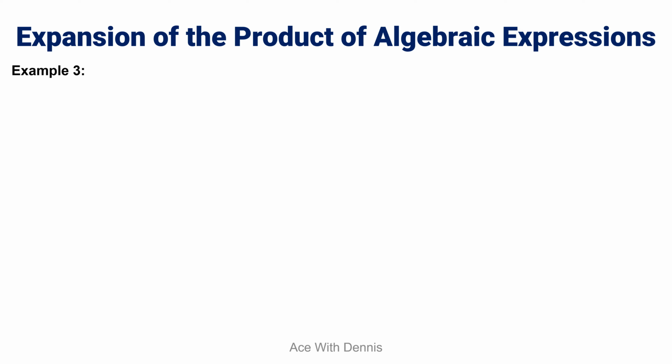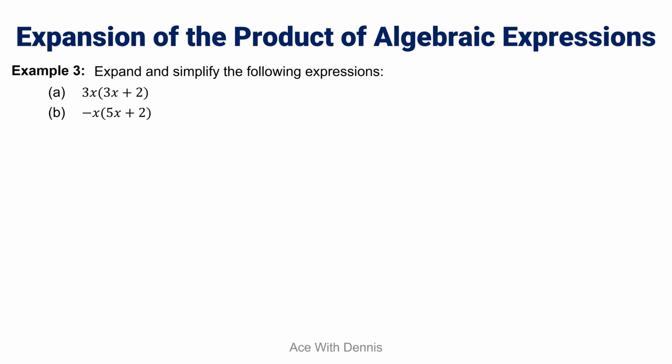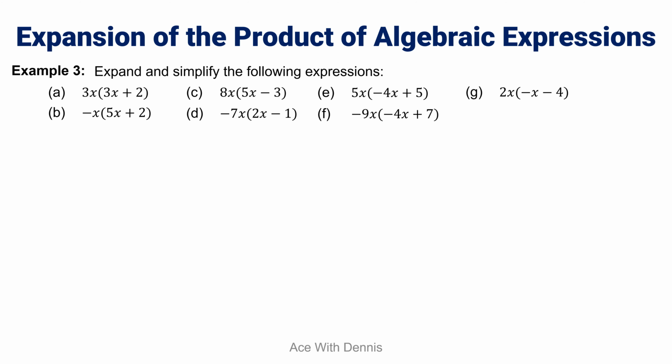Now, let's discuss example 3. Expand and simplify the following expressions. A. 3x times 3x plus 2. B. Negative x times 5x plus 2. C. 8x times 5x minus 3. D. Negative 7x times 2x minus 1. E. 5x times negative 4x plus 5. F. Negative 9x times negative 4x plus 7. G. 2x times negative x minus 4. And H. Negative 3x times negative 7x minus 5.